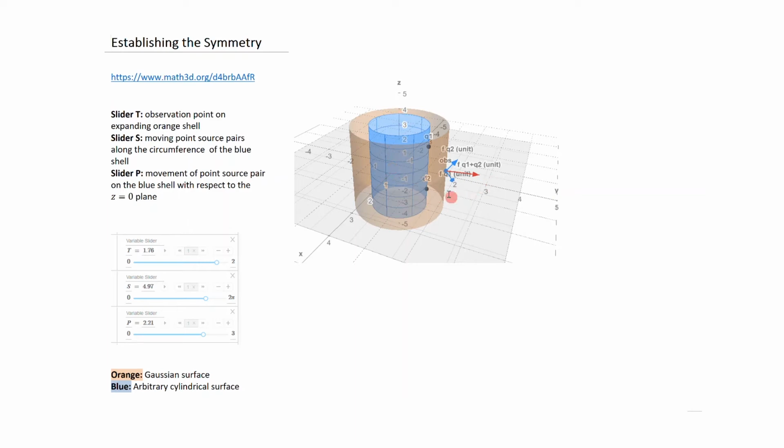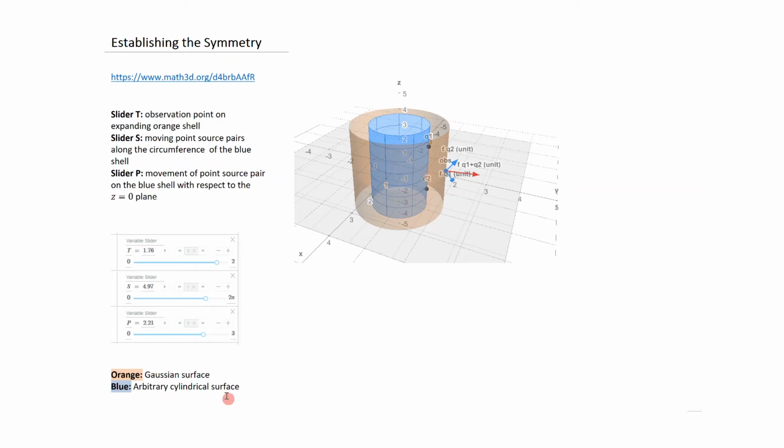And so what we can say from this is that the field only has a radial component, although how it depends on radius is in fact what we're going to be trying to determine. The orange shell that you see here is typically called the Gaussian surface. It's at least a portion of the Gaussian surface, and it's a portion that's allowed to expand or contract as we try to map out what happens to the field as a function of radius.